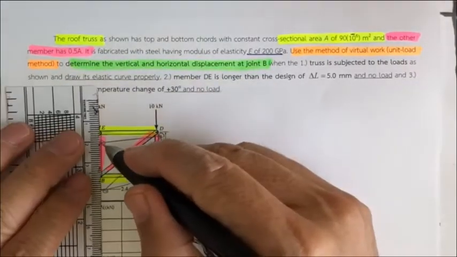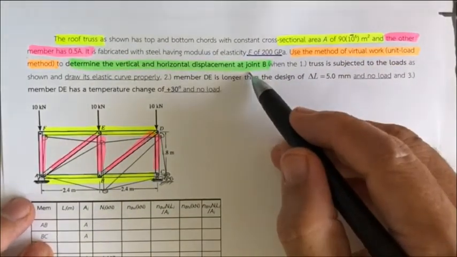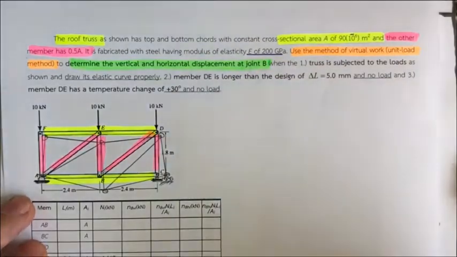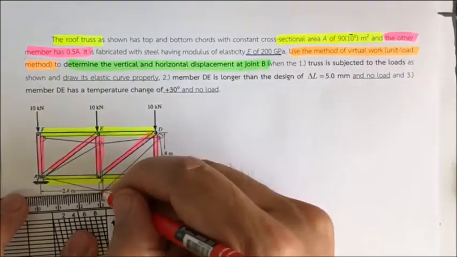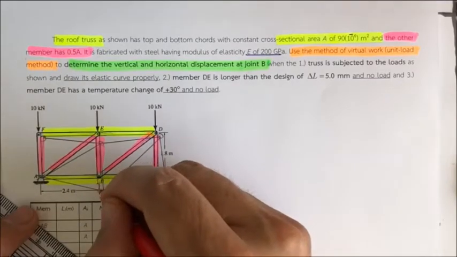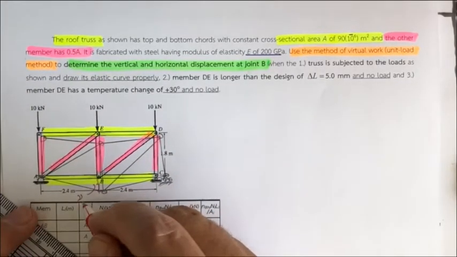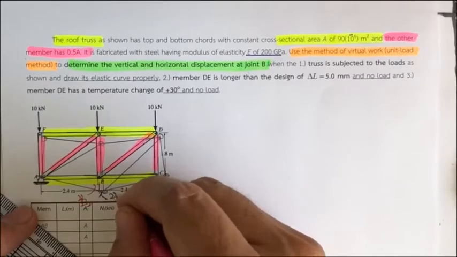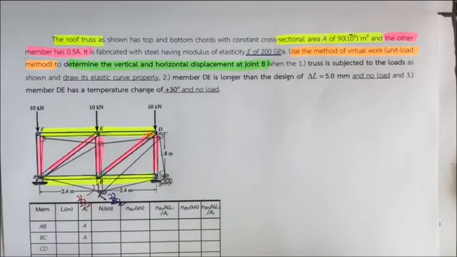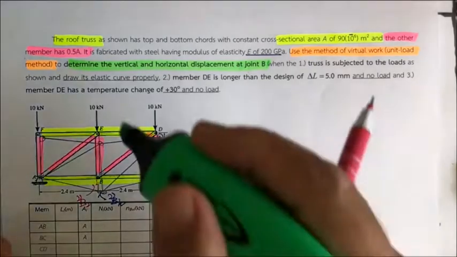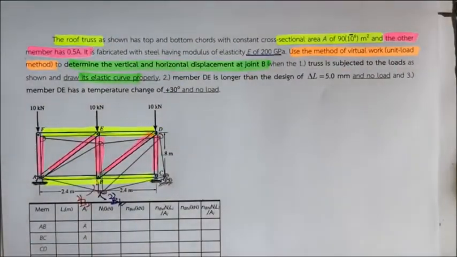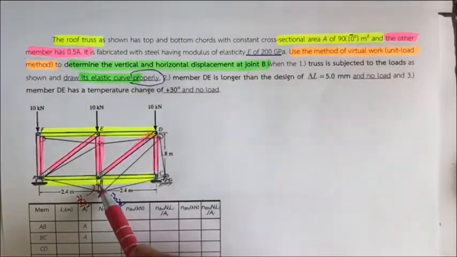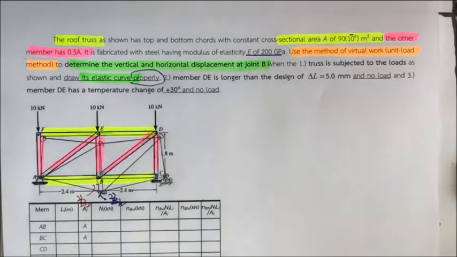What they asked us is, under the force, to determine the vertical. So this is going to be the vertical, V sub B. It also asks us to determine V sub B horizontal. That is going to be our elastic curve, but it isn't drawn properly yet until we get the value of the deflection. For now it is just the expectation, using your engineering sense and engineering judgment.